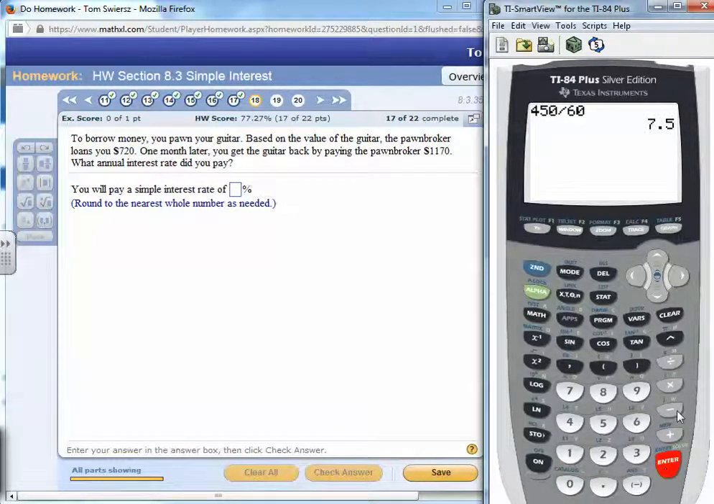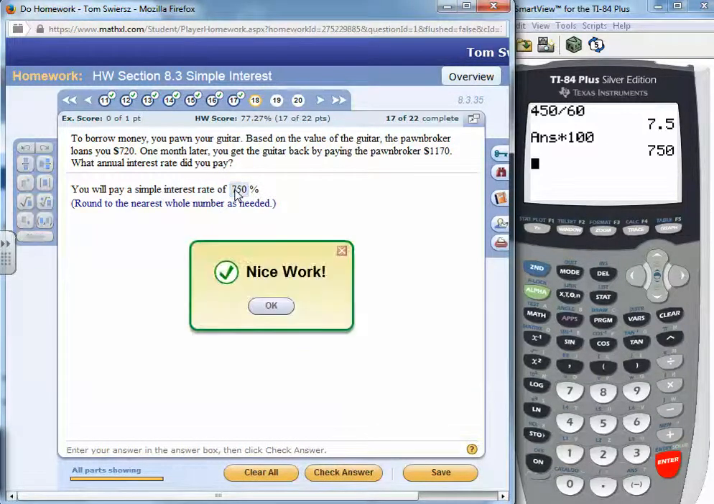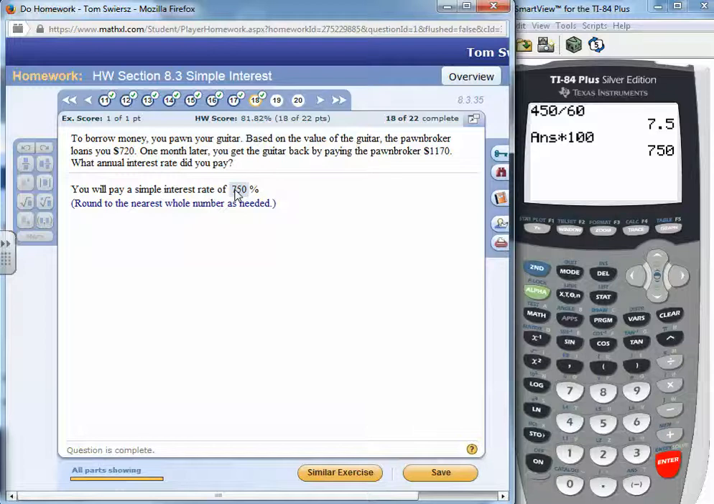And we get 7.5 times 100, and believe it or not, he's charging you an interest rate of 750%. Again, because you had to pay back so much money and it was only 1 month. So the interest rate ended up being 750%.